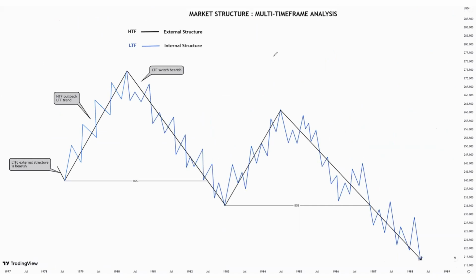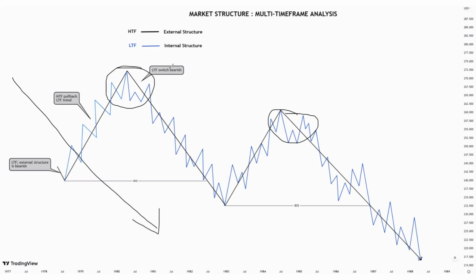Of course, I've said that you can take entries at pullbacks, but you want to take entries where external structure and internal structure are both in line. Where are those points here? It's here. Firstly, we are aware that the higher time frame external structure is bearish. So at the moment the internal structure switches bearish, that's why we are really looking for entries. The internal structure was pulling back all the way until here, then it finally switched bearish.